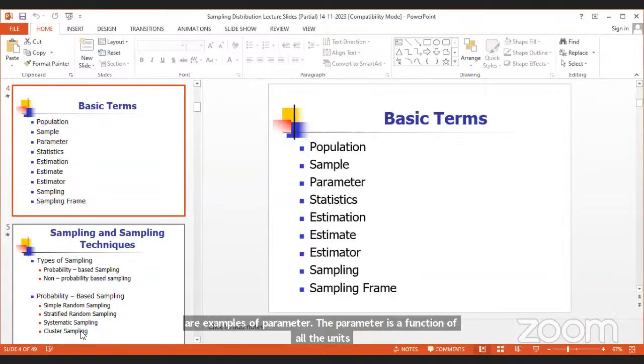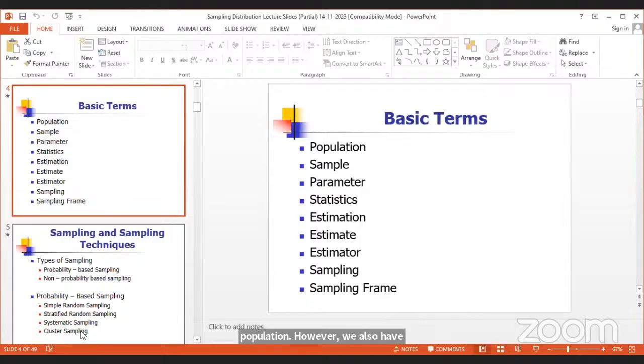However, we also have statistics. A statistic is a function of all the units in a sample. And when you have so many of them, more than one statistic, we have statistics.